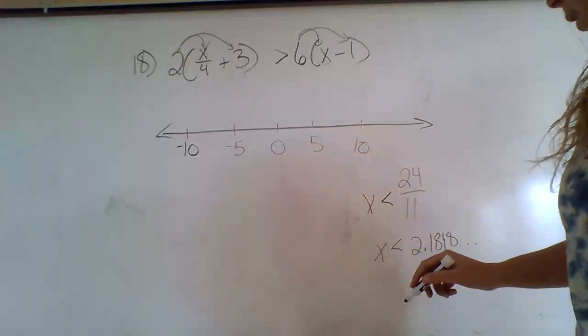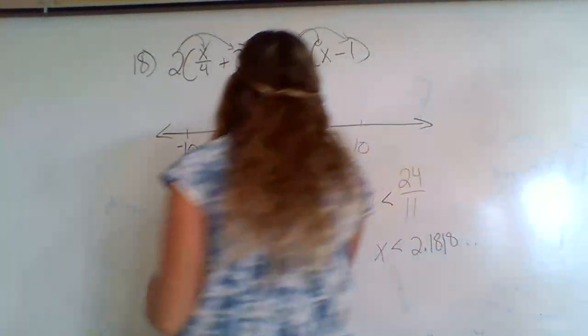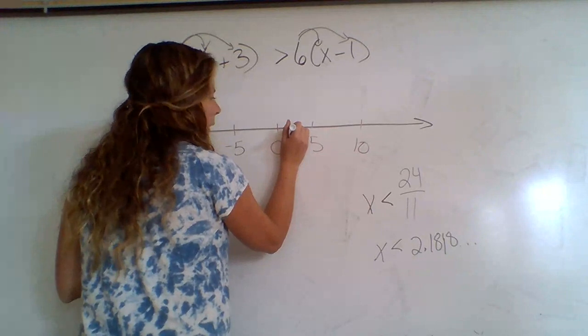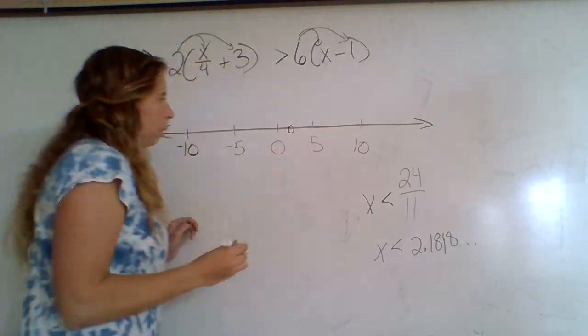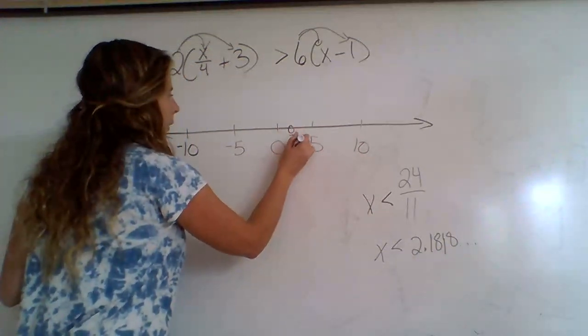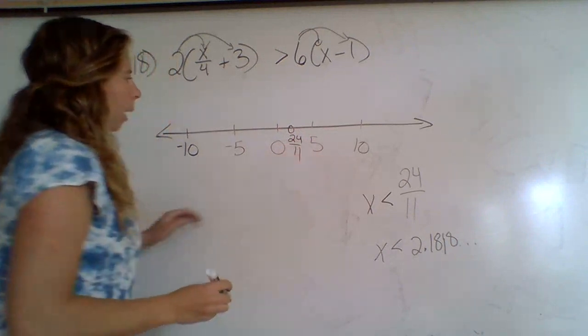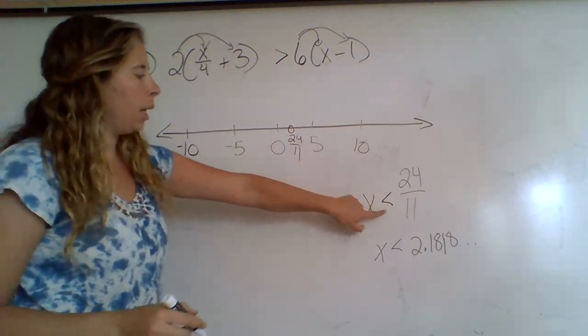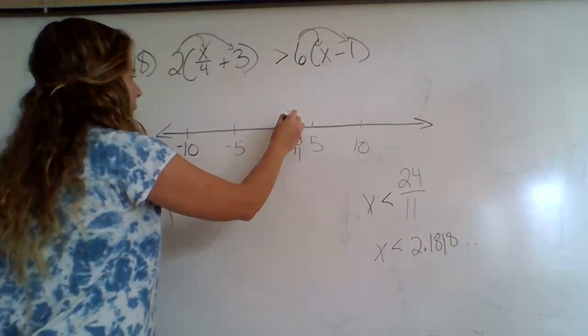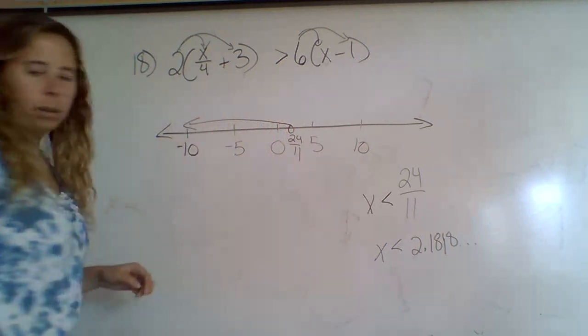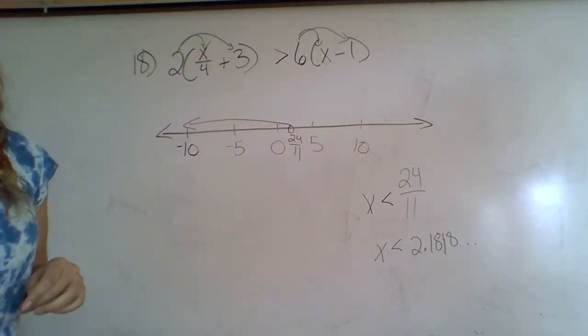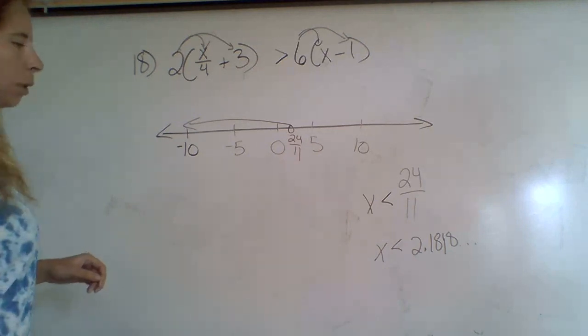So that is about, like right here. So this is 24 over 11. And we are an open circle because it's not equal to, and then we're less than, so we're going this way. Okay. So that is how you would do number 18.